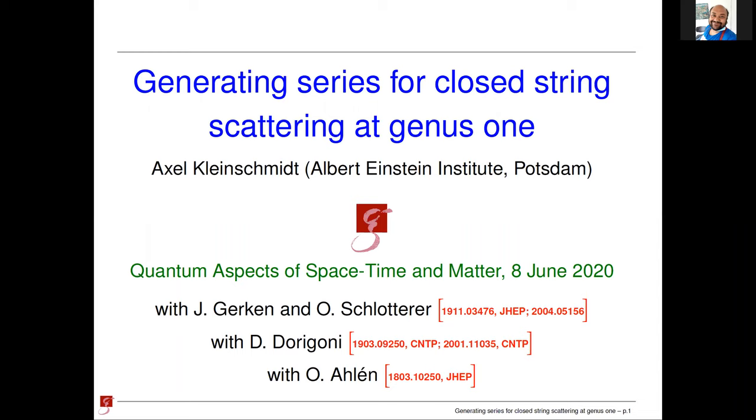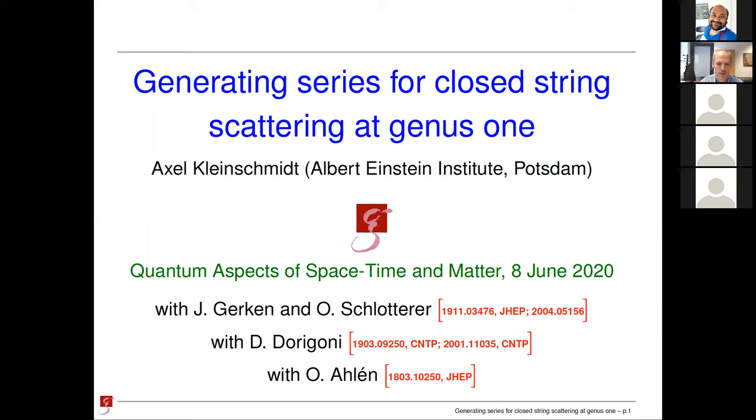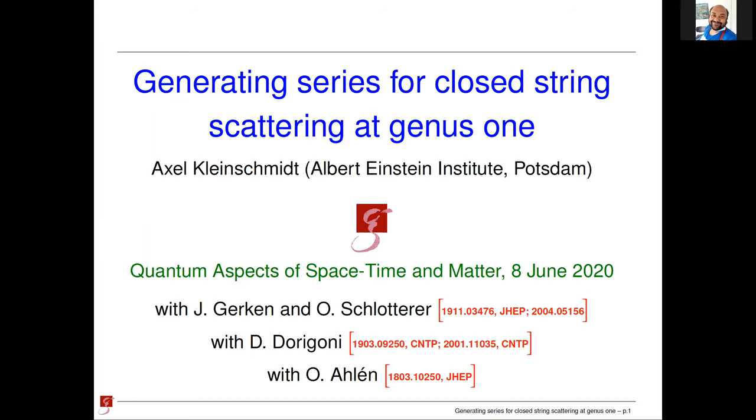And as you said already, this is covering several works of mine with different collaborators. So most of the things I will talk about are actually in papers with Jan Gerken and Oliver Schlotterer. Jan Gerken is also here at the Institute in Potsdam, at the Albert Einstein Institute, and Oliver Schlotterer is now at the University of Uppsala. You can see the references there. And if I have time, I will also mention some work with Daniele Dorigoni from Durham and Olaf Alleen, who was a student here in Potsdam.